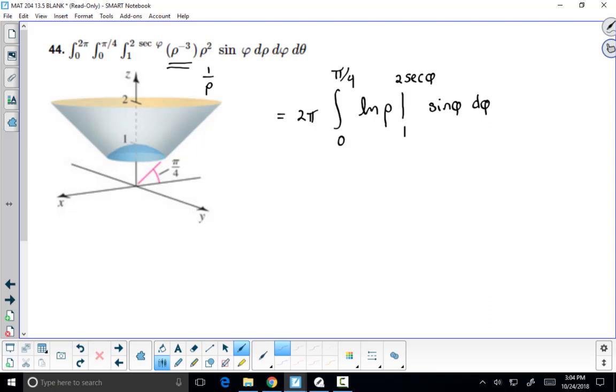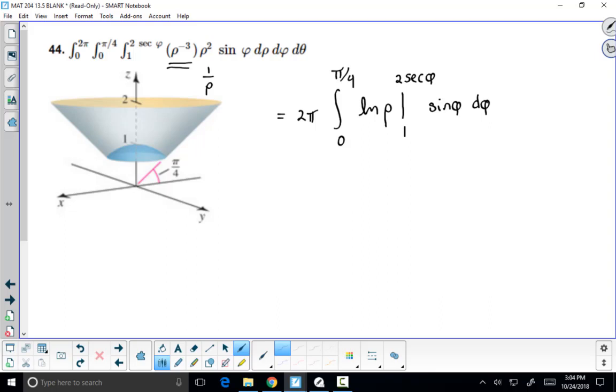So conceptually, notice up here we have rho equals 2 secant phi, so that is the horizontal plane at z equals 2. And then down below we have rho equals 1, so what is that? That's the inner surface. That's rho equals 1, a sphere of radius 1.